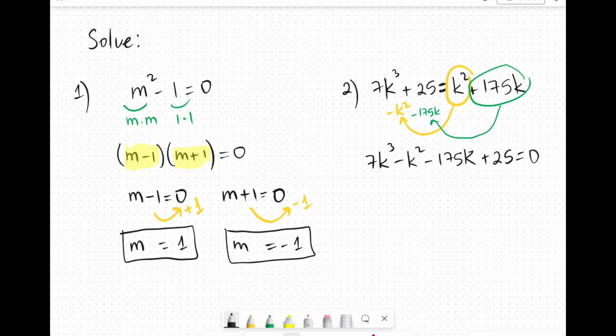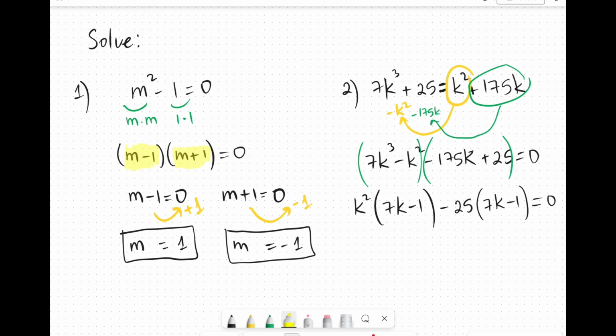So let's go ahead and group 2 at a time and pull the GCF. From the first group, I'm going to take k squared out, which will leave me with 7k minus 1. From the second group, I will take a negative 25 out, which will leave me with 7k minus 1. I'll keep writing equals 0. You got your 7k minus 1, that matches. And then the remaining terms are k squared minus 25.